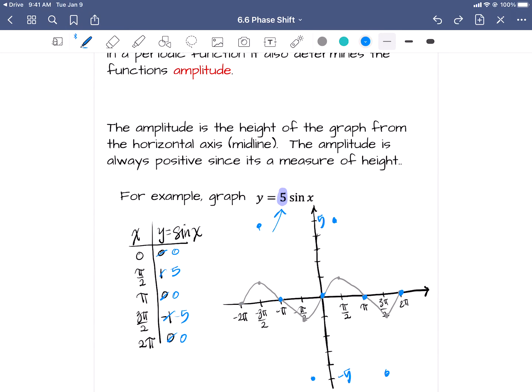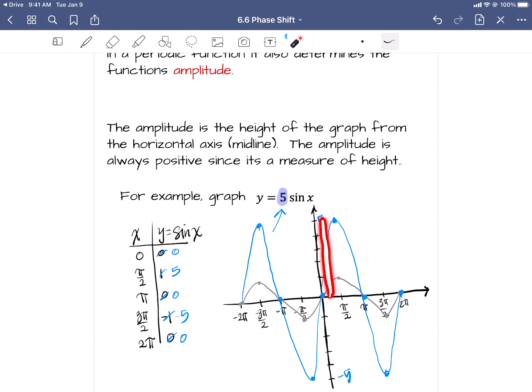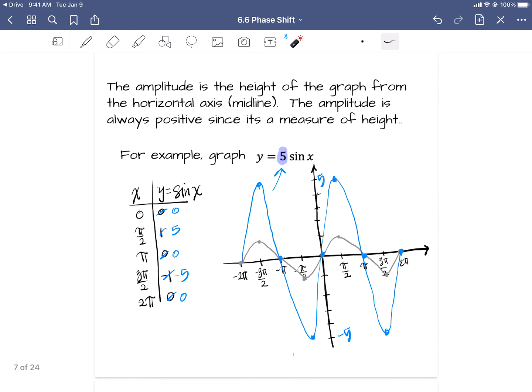And so the amplitude is always measured from that horizontal axis, and we call that horizontal axis the midline. So we're only measuring from here to here. You could also say I'm measuring from here to here, but you don't measure this whole thing. Okay? So this guy's amplitude would be 5. The parent function's amplitude is 1.